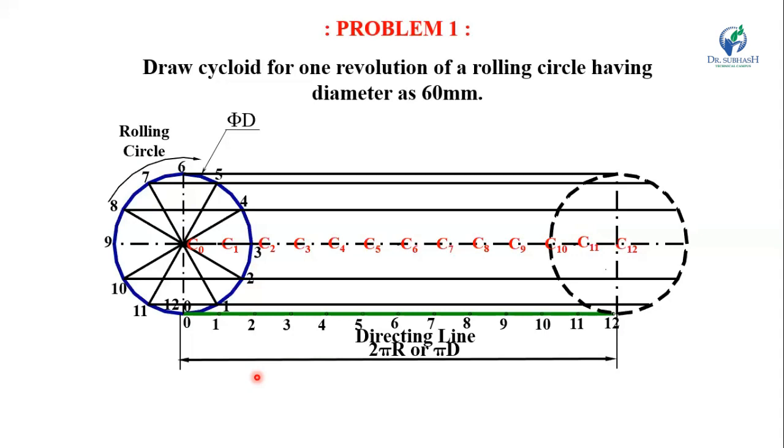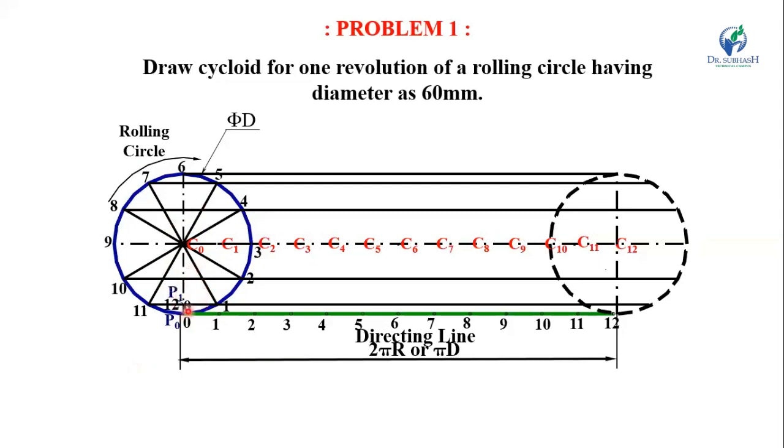Now the main part of this: you have to remember that the radius remains constant, equal to the radius of the rolling circle. So here the radius is small r, equal to 30 mm. First of all, this P0 is our initial point. The point P is here. Now, with C1 as the center and radius equal to the radius of the rolling circle, draw one arc.